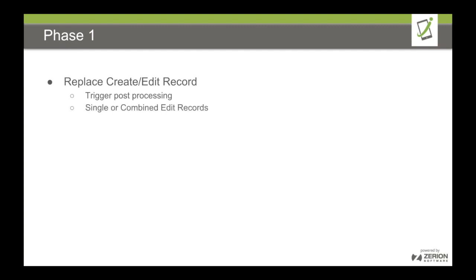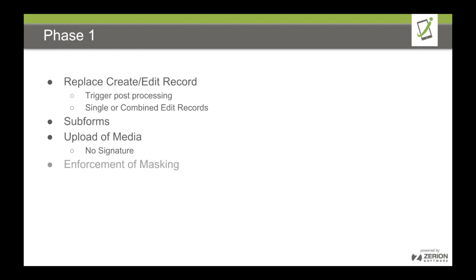Diving right into it, let's go to phase 1. Phase 1 is really just a replacement of our current create and edit record view. Whatever you're able to do now, you'll be able to do in web forms. This will support trigger post processing, and you'll be able to edit single or combined records like you can now. It will support subforms, which is a big upgrade to the current one. It also supports upload of media, which in some aspects you're able to do now, except for signature, which I was mentioning before for data integrity, but again, we'd love to get some feedback on this.